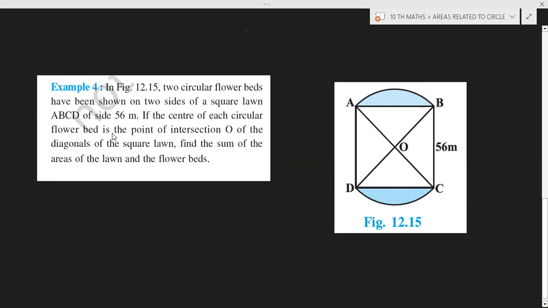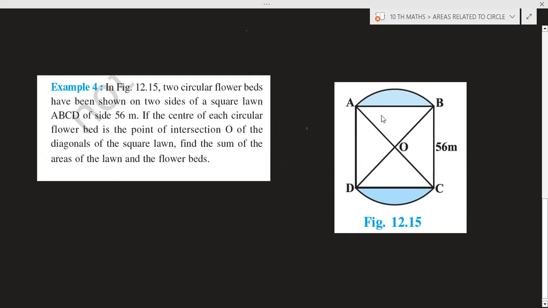They're saying if the center of each circular flower bed is the point of intersection of diagonals of the square lawn. What they are saying is, the center of this flower bed is the intersection of diagonals. Now we know that ABCD is a square, and AC is a diagonal, and DB is also a diagonal. These diagonals intersect at this point O. So this point O will be the center of this circle, or you can say sector or segment of the circle AB.